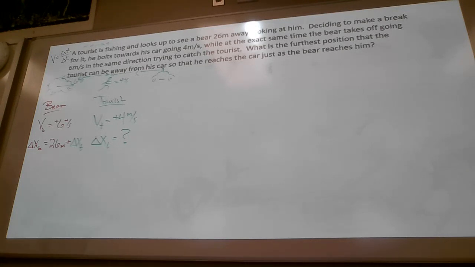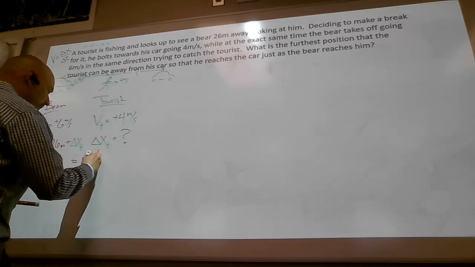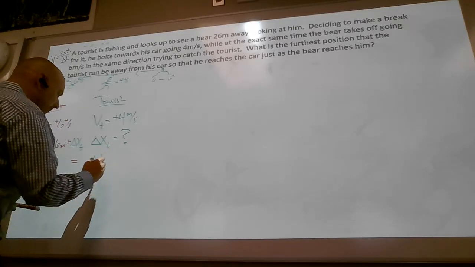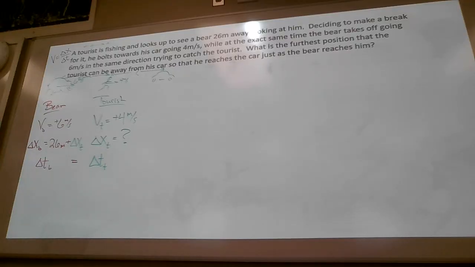So I'm like, all right, I don't know what that is, but I do know algebra, so I'm okay with just writing that as a variable. And I know that that is the same as the time for the tourist. Okay, time of the bear is the same as the time of the tourist.